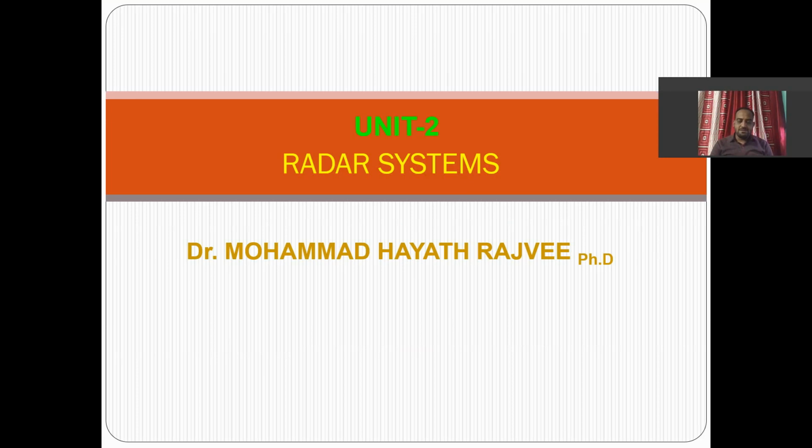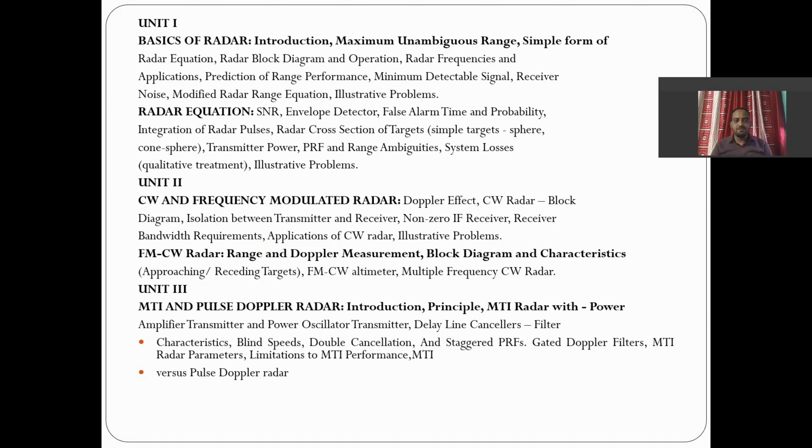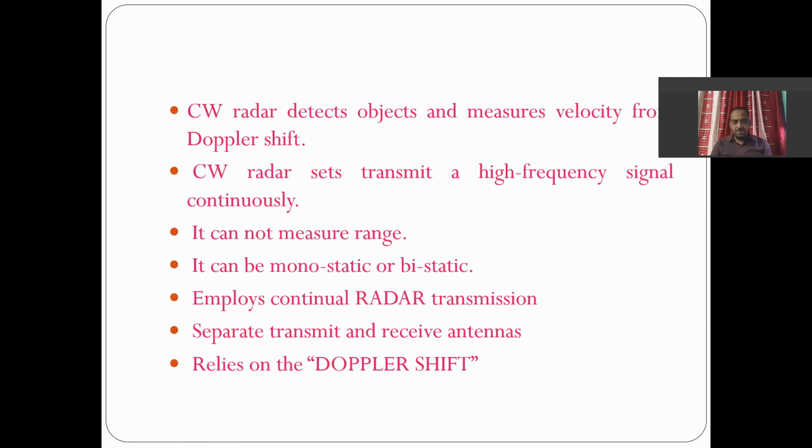Now let us discuss the second chapter of radar systems, which is CW and frequency modulated radar. CW stands for continuous wave radar and FM is frequency modulated radar. If you observe the syllabus, the first topic is the Doppler effect followed by the CW radar block diagram. Let us now jump into the actual topic without wasting much time.